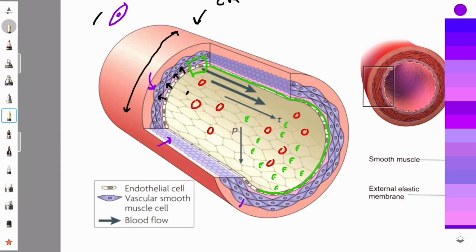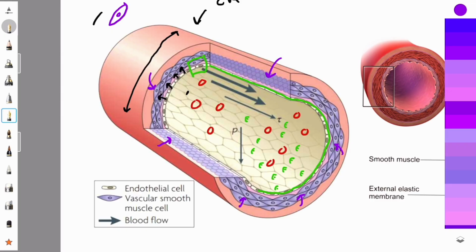You can see them here. You can see them here. These are your smooth muscle cells. And your smooth muscle cells are going to be responsible for contracting or for relaxing and causing dilation of the vessel or constriction of the vessel.